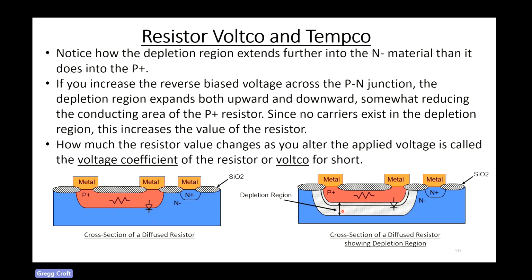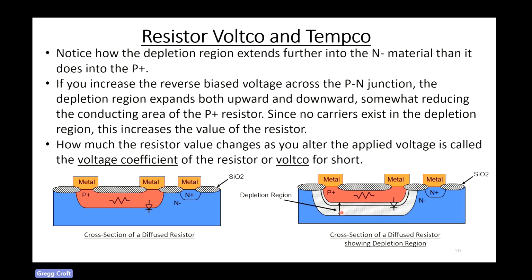So notice how the depletion region extends further into the N minus material, the lower material, than it does into the P plus material up on top. And that's because of the relative doping concentration, P plus to N minus. You don't extend as far into the high dope regions. So if you increase the reverse bias voltage on this junction, the depletion region expands both upward and downward.